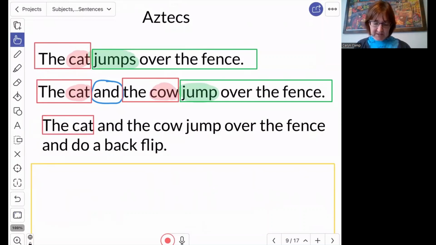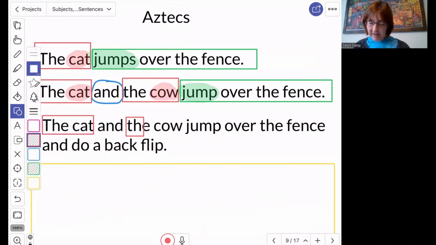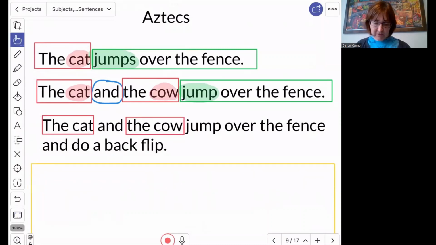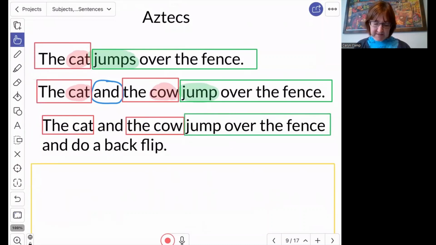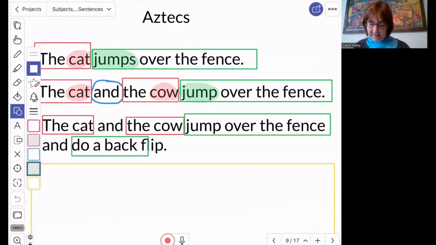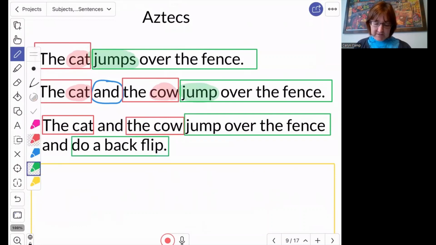That's subject number one. And the cow, subject number two. What are they doing? Well, the first thing they're doing is jumping over a fence. And the next thing they're doing is a backflip. Did you see our ands? We've got one here connecting the subjects, making a compound subject. We have subject number one and subject number two, compound subject.